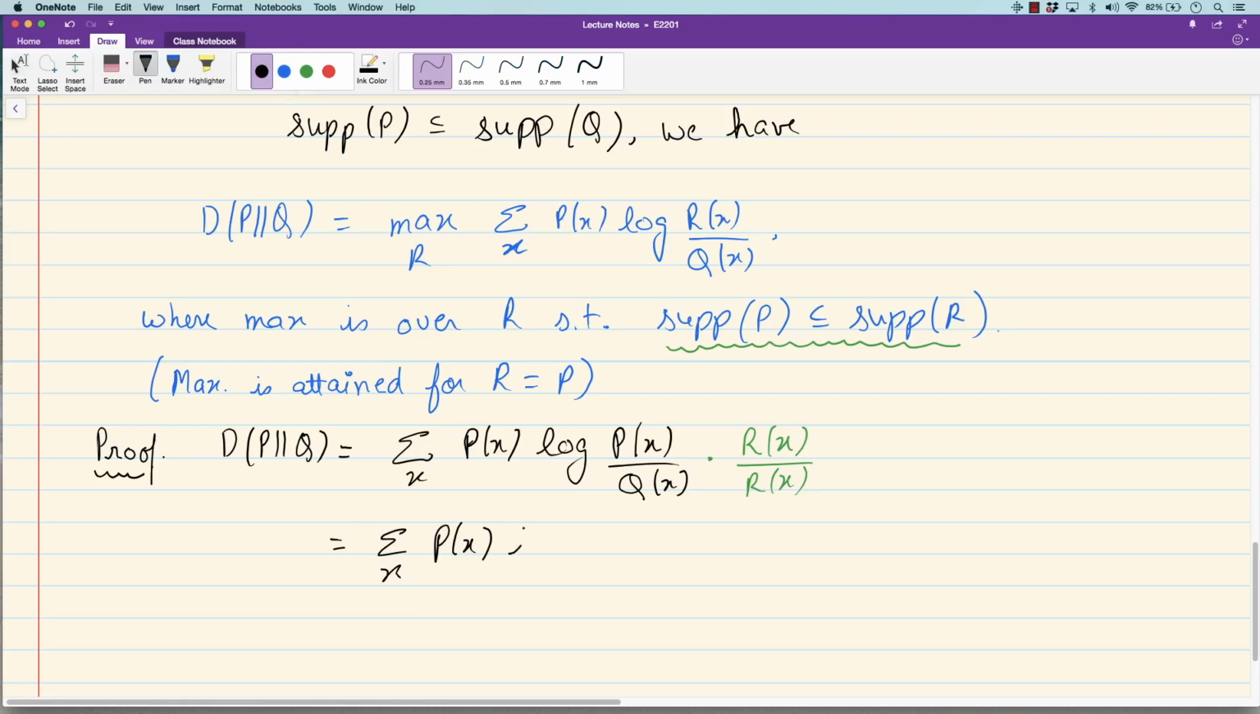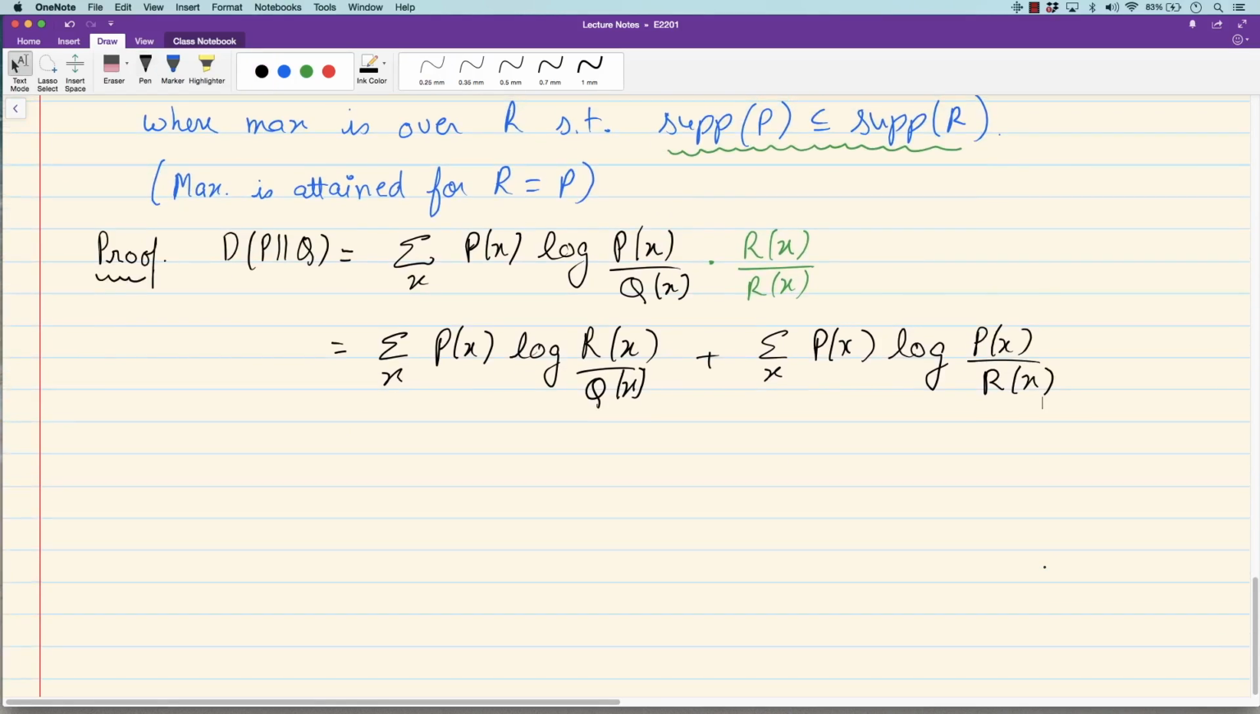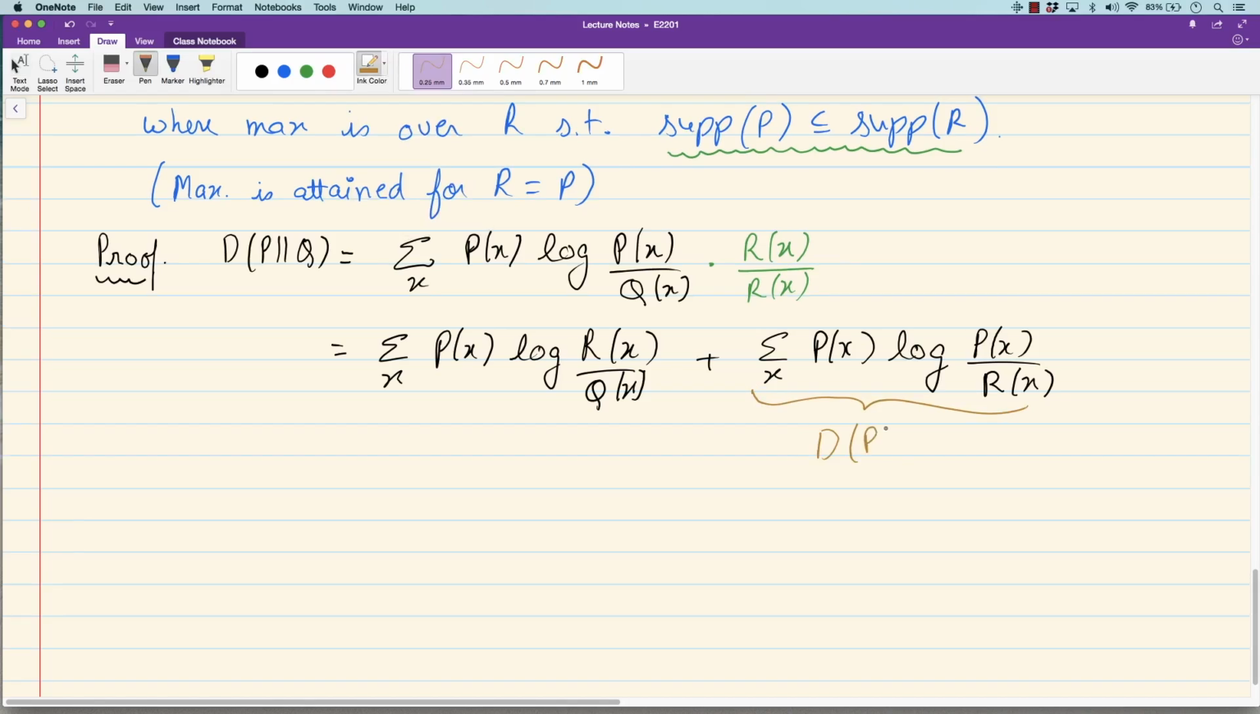Then you continue: the summation over x of P(x) log R(x)/Q(x) plus the summation over x of P(x) log P(x)/R(x). The second term here is actually the divergence between P and R, which is non-negative, and therefore if you drop it, you will only get a lower bound, because you have dropped something non-negative. And when can equality hold? Only if D(P||R) is 0, which can only happen if P equals R. And that's the proof. So this is always greater than this, with equality if and only if this is 0.